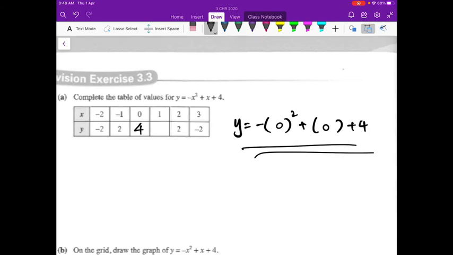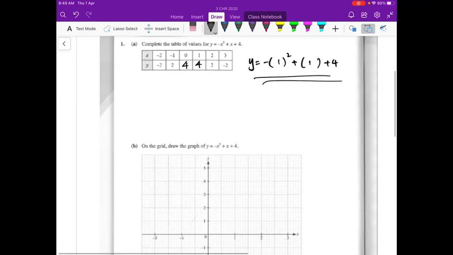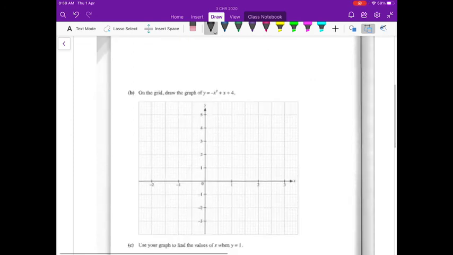Okay, next one, x value is 1. 1 and 1. So, we get 4 again. So these are the table of values. Now, plot. Okay? Try it yourself now. Your x and y value, which is the block, which is the level.